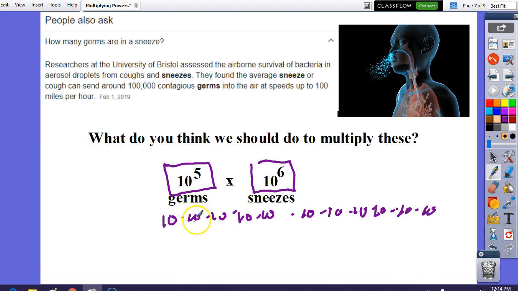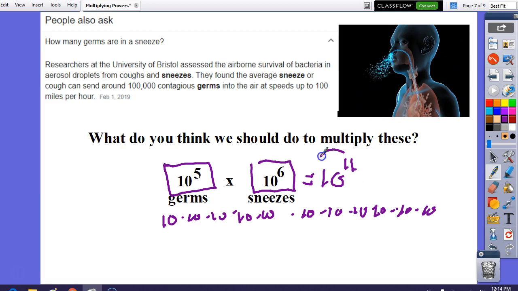Well, holy cow. Instead of writing out all those tens, or instead of writing 100,000 times 1,000,000, I can simply just use the law here. What do you think we do with the 5 and the 6? You're right. We add them. We make this 10 to the 11th.